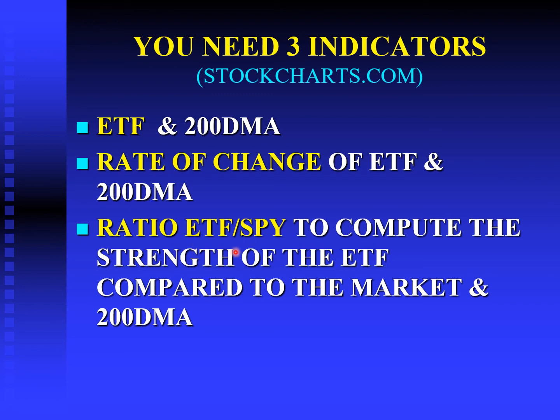This ratio is important because it tells you if the ratio rises, means that ETF is rising faster than the S&P 500. If the ratio declines, that means that this ETF underperforms SPY. So really, intuitively, it should not be considered if it underperforms SPY. So this ratio is used to compute the strength of the ETF compared to the market. And I also compute the 200-day moving average. So let me show you how the chart looks like.